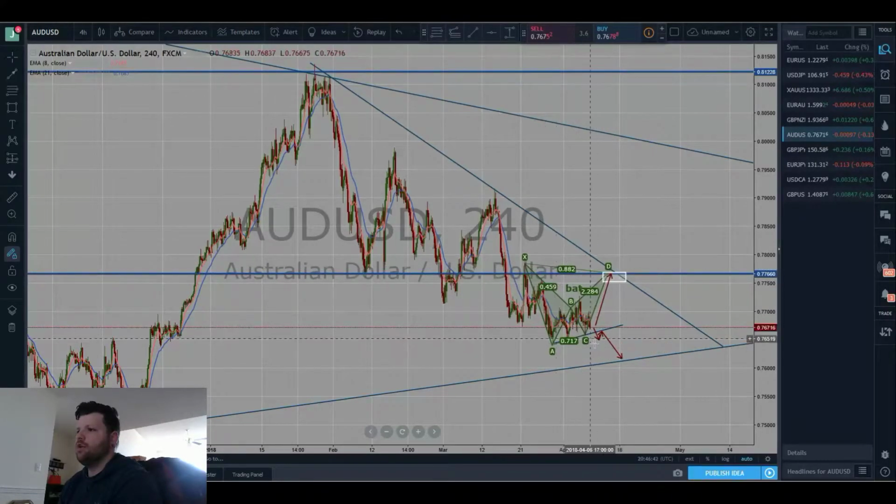So we're looking for either a completion of this bat pattern before possibly retesting this trend line. The bat pattern does complete right around that horizontal line, which I told you guys is based off of previous market structure, so that's interesting. That's the reason why I included it.